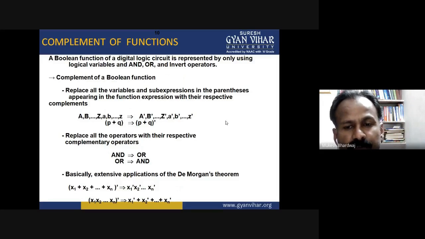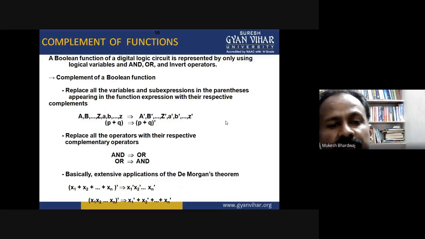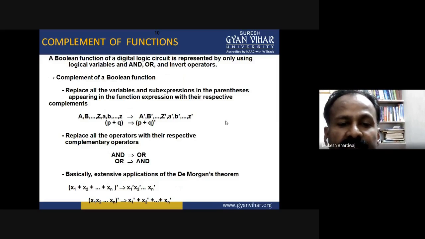Now, De Morgan's theorem. There are two important theorems that are part of Boolean algebra, proposed by De Morgan. The first theorem states that the complement of a product is equal to the sum of the complements. That is, if variables are A and B, then (AB) bar can be written as A bar plus B bar. That is, break the line, change the sign. The second theorem states that the complement of a sum is equal to the product of the complements. From this, we can write (A plus B) bar as A bar dot B bar.